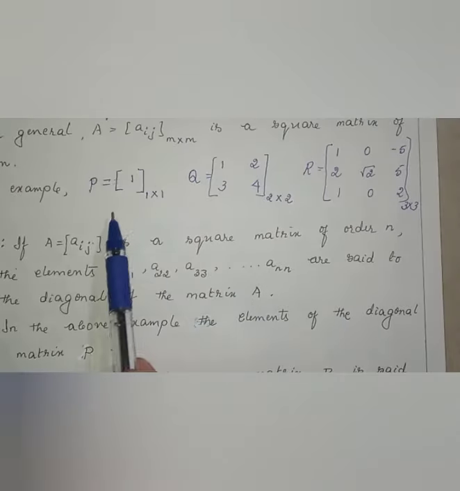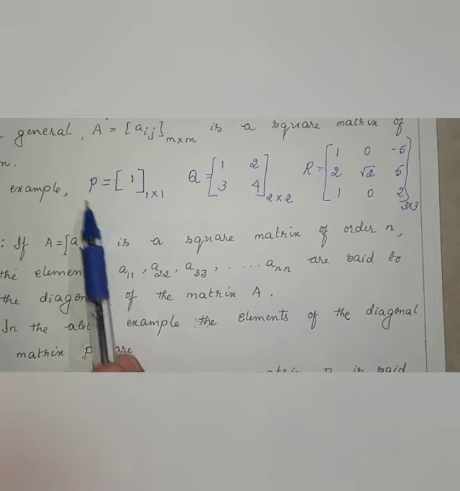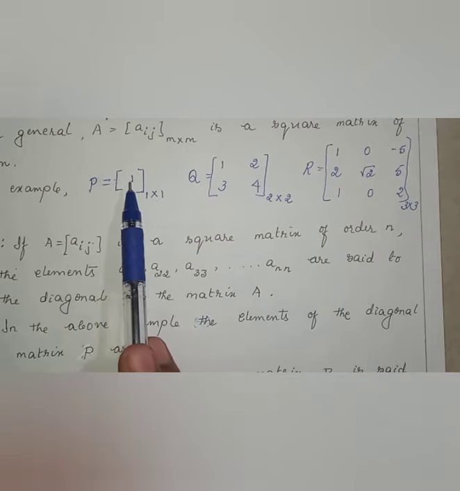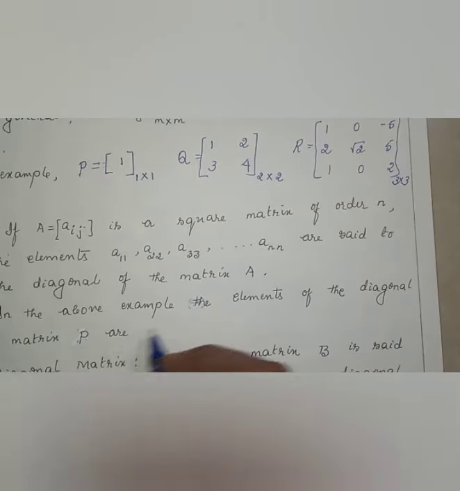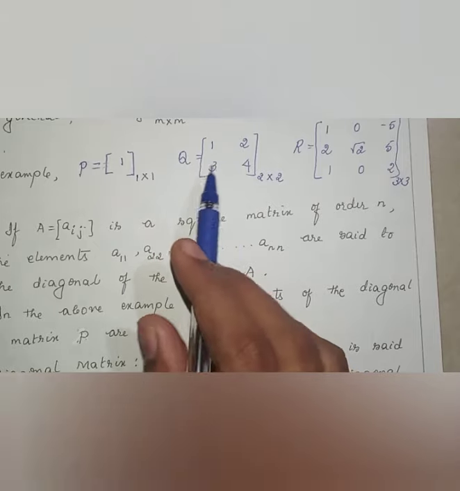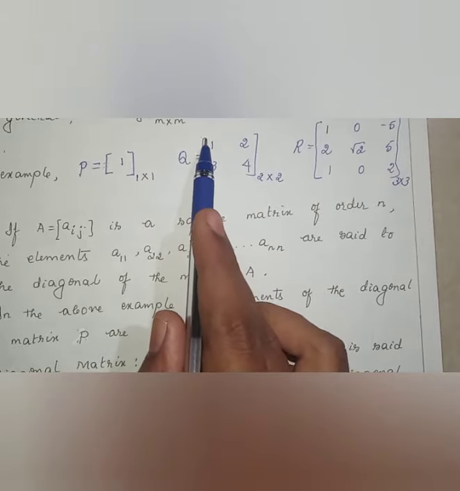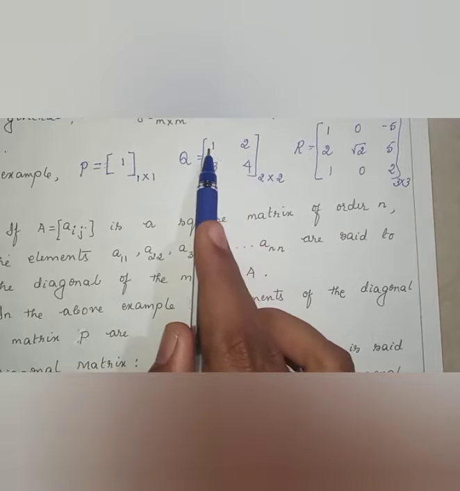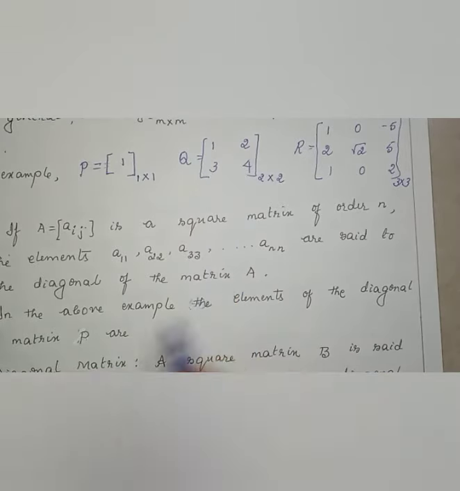So in the example P, in this matrix P, there is only one diagonal entry. There is only one element. The diagonal entry is 1 here. So the diagonal entry in P is 1. Next Q. What are the diagonal entries? This is the diagonal. So the diagonal entries are 1, 4. So in the matrix Q, the diagonal entries are 1, 4.